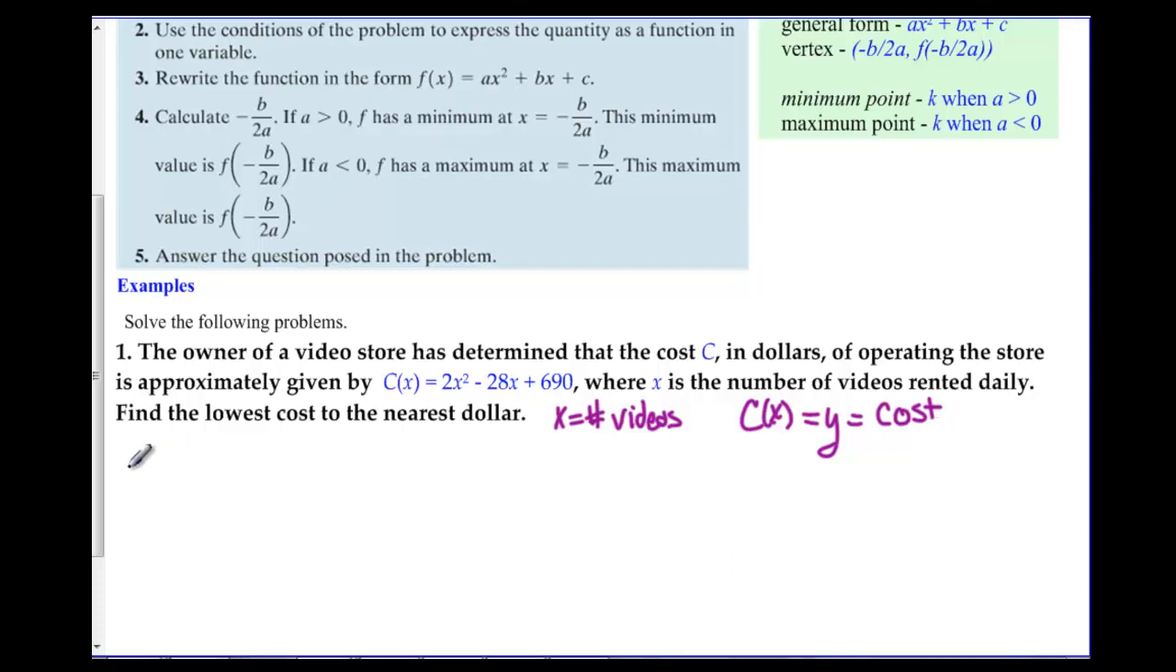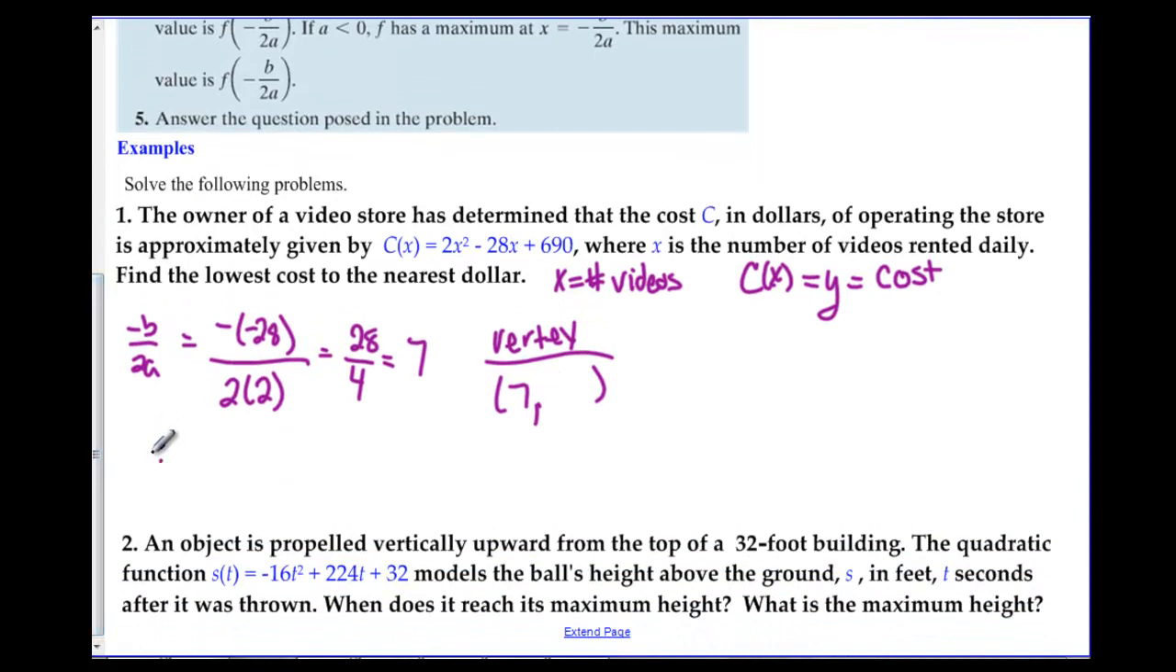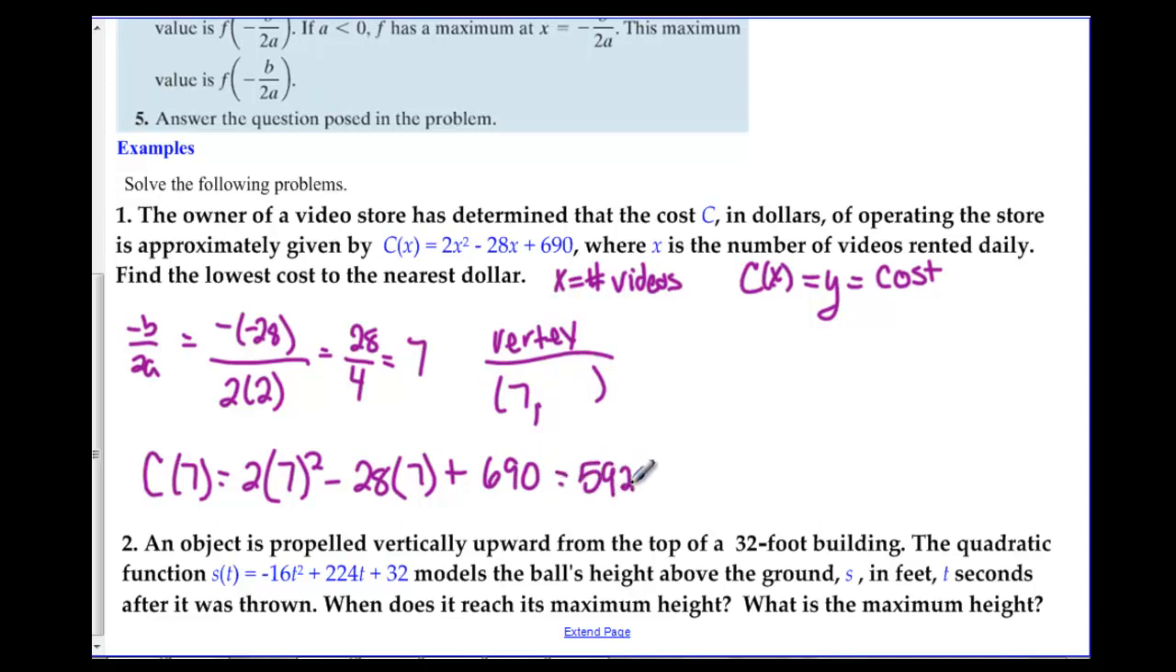So opposite of B over 2A. So that's going to be a negative 28 over 2 times 2, or 28 fourths, which reduces down to 7. Okay. So for our vertex, so far we have 7 comma something. So to find the something, we're just going to plug that 7 in. So we have C of 7 equals 2 times 7 squared minus 28 times 7 plus 690. 592. Does everybody agree? Must be right. It does not work on tests, by the way. So C of 7 is 592.